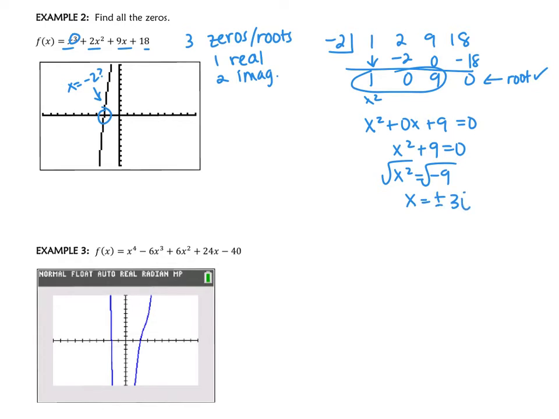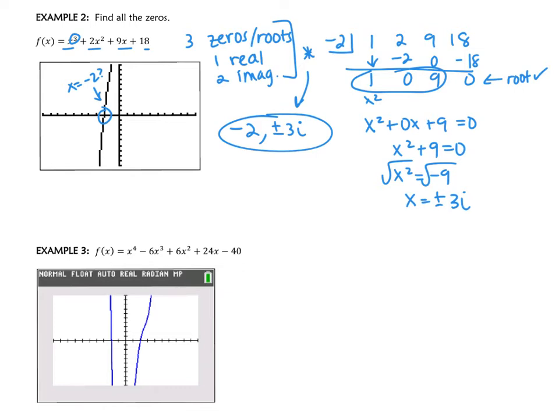So if we are looking for all of our solutions, we have that -2 from the graph and plus or minus 3i. 3 solutions. We knew that that's what we were going to get. Remember, we said that at the very beginning of the problem. So always make sure that the answers that you get go along with what you thought you should get. So we thought we would get 3 zeros, 1 real, 2 imaginary, and that is in fact what we got.